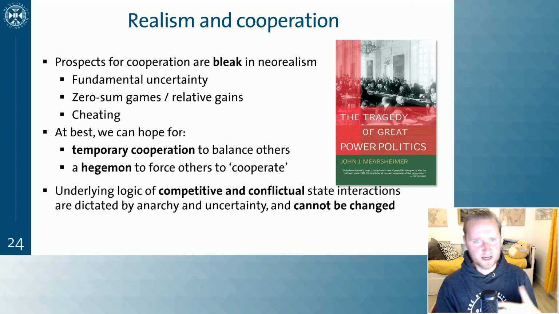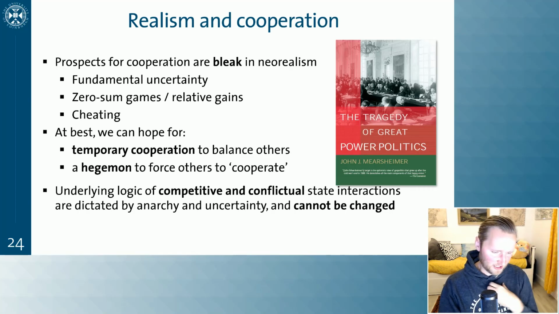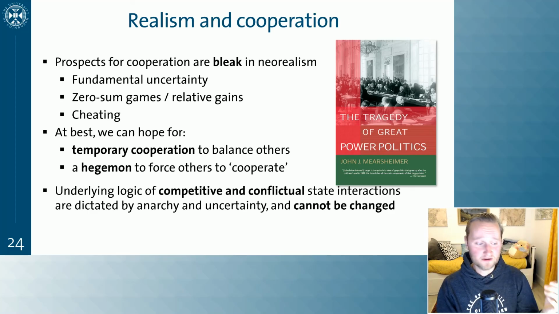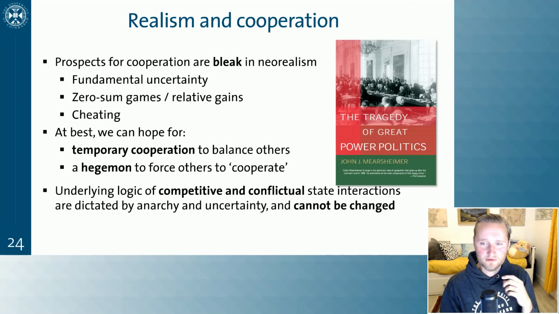We have to remember that everything is a zero-sum game. I lose, you win, or the other way around. Kind of a very Trumpian way of thinking about the world. We cheat whenever we can. Remember, Machiavelli is still in full play here. We cheat whenever we can. We're not bound by promises or morality or whatever. So why would we ever really expect cooperation?